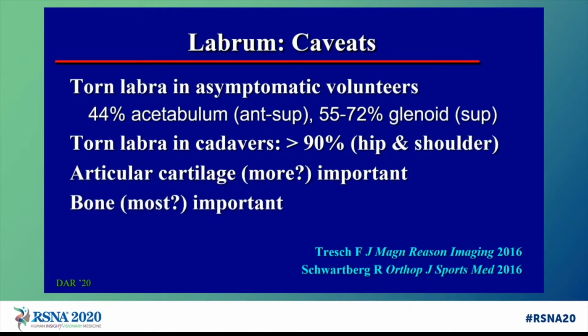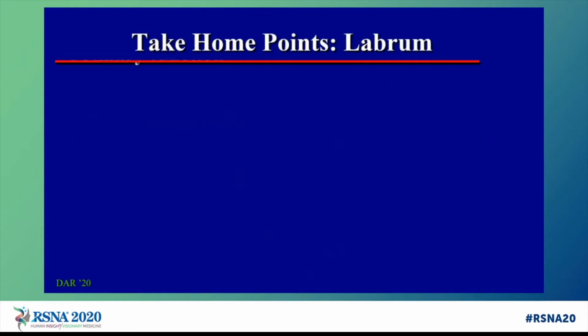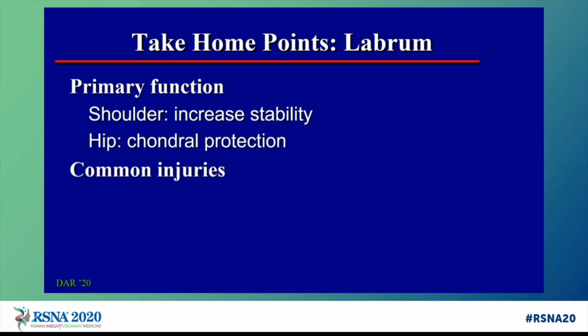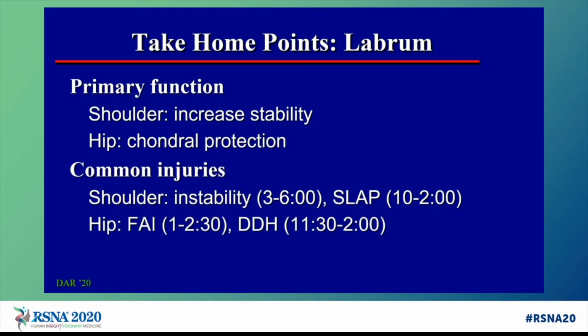And then finally, the bone is even more important. Interestingly, different treatment: in the shoulder, we tend to add on bone, for example, in a Latarjet procedure, and in the hip, we tend to remove bone, for example, in a patient with FAI. So the take-home points for the labrum, the primary function in the shoulder is to increase stability. In the hip is chondral protection. The common injuries in the shoulder due to instability are anteroinferiorly and SLAP tears superiorly, and in the hip due to FAI or DDH at the superior and anterosuperior part of the labrum.